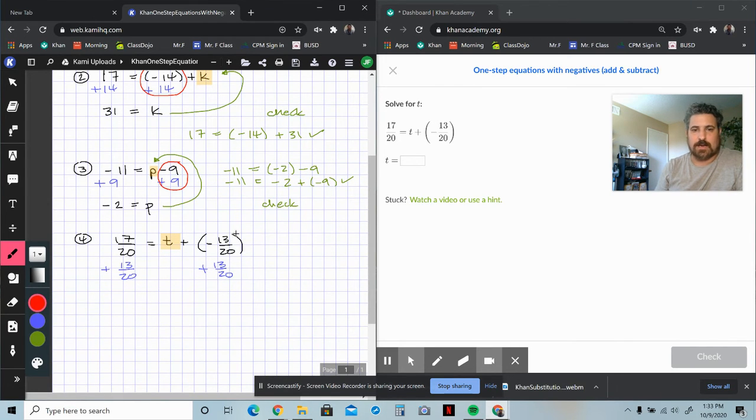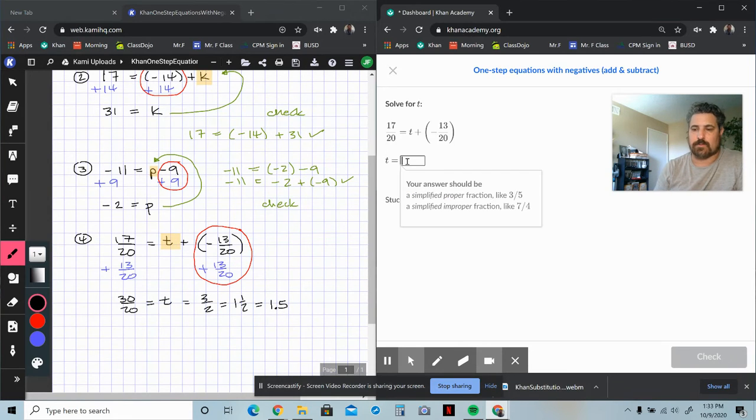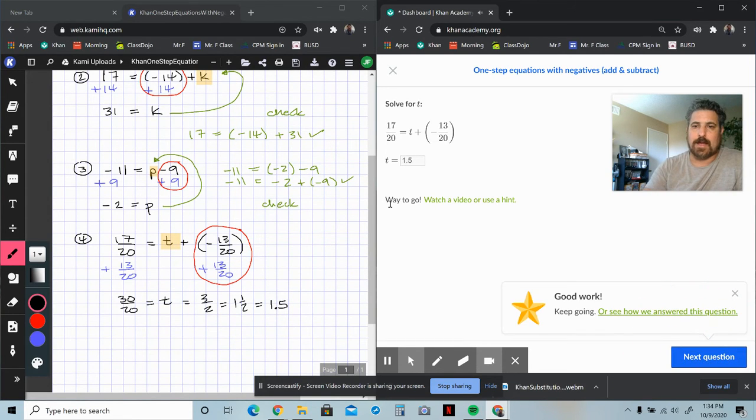And you're going to notice that negative 13/20ths and positive 13/20ths cancel each other out to become 0. So they go away to nothing. And then you have the answer, which is 17/20ths plus positive 13/20ths, which is going to be 30/20ths. And 30/20ths is going to be the value of t. Now that can be simplified, of course, to 3/2, or to 1.5. Lots of ways to write that. I'm just going to put it as 1.5. And that's it. So you can put it any way you want.